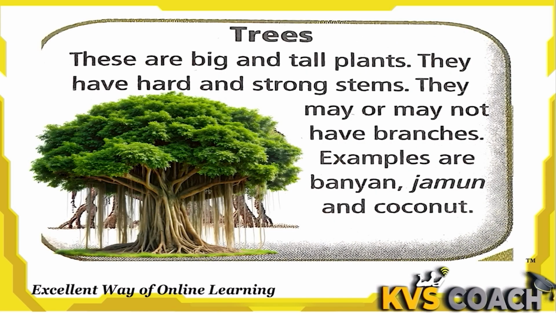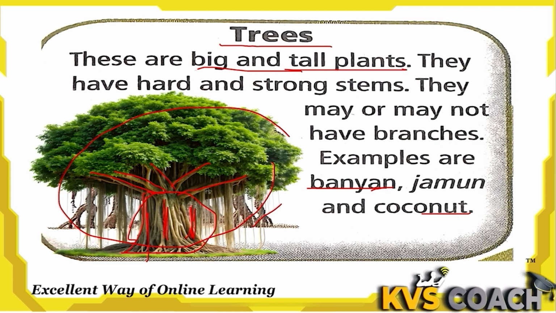Next one is trees. These are big and tall plants. What are trees? Trees are big and tall plants like this. This is a banyan tree, as you can see here. They have a hard stem. This is a hard and strong stem. They may or may not have branches. A banyan tree has many branches, while some trees like the coconut tree don't have many branches.